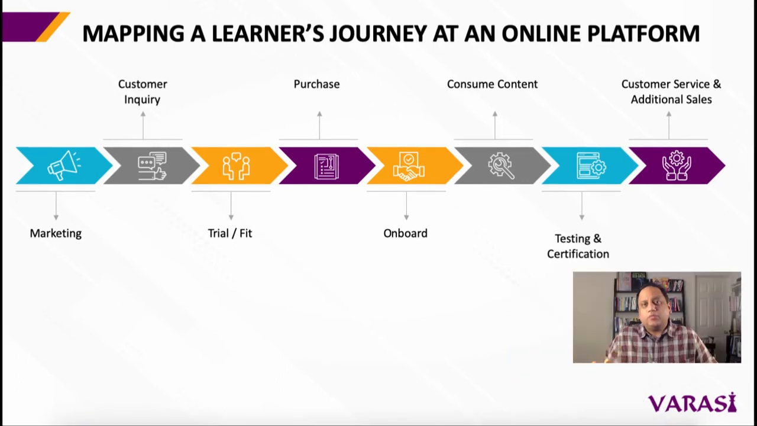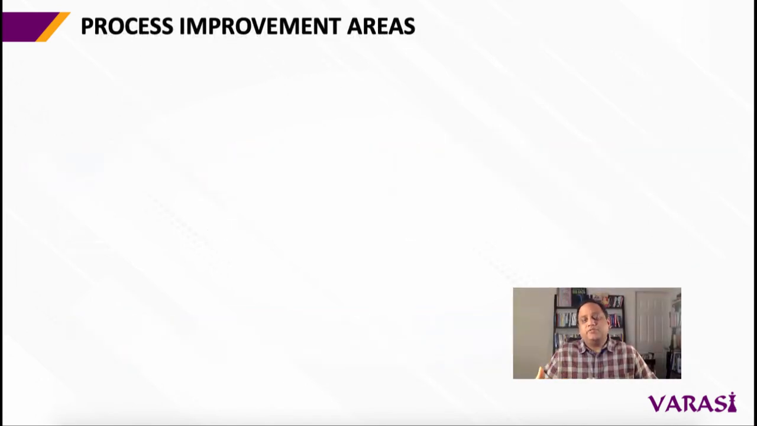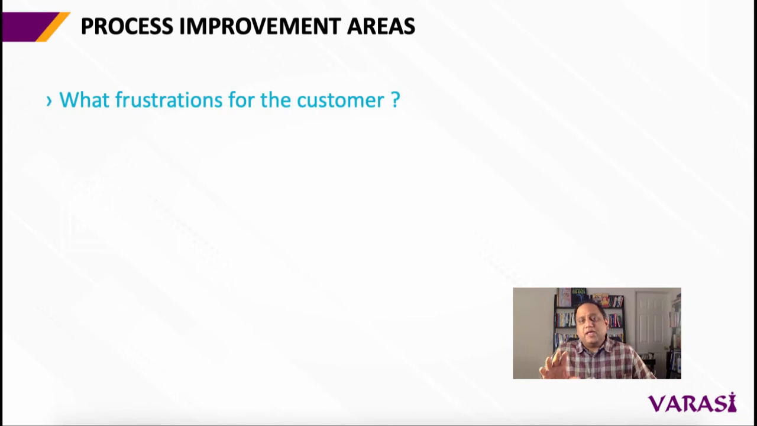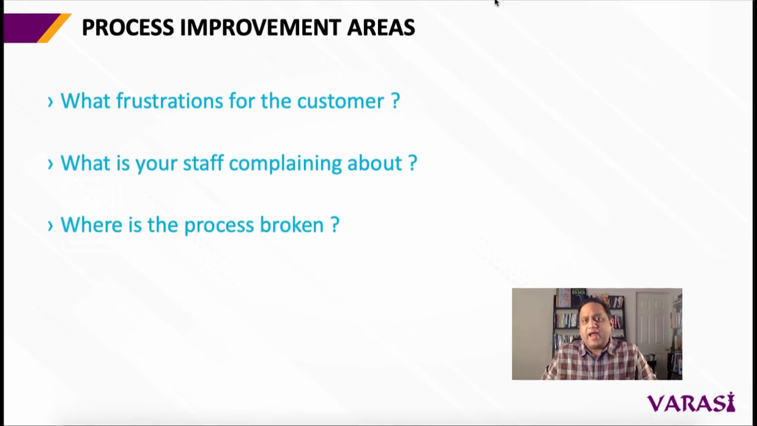After going through a lot more detail on each of these process steps, the conversation shifted to how we improve this end-to-end journey, this end-to-end experience that the customer is going through. To facilitate the discussion on this topic, the prompters that we used were along the following lines. What are customers complaining about? Where are their frustrations? And on the flip side, what is your internal staff complaining about? What are they finding to be confusing and cumbersome? Where is the process broken? Where are the errors coming from? Where are the handoffs between process steps and where is it falling apart?